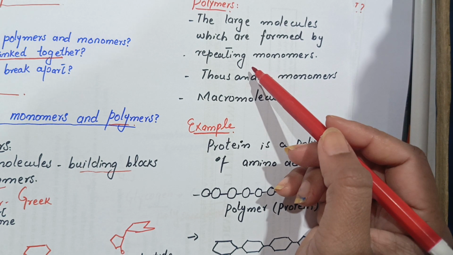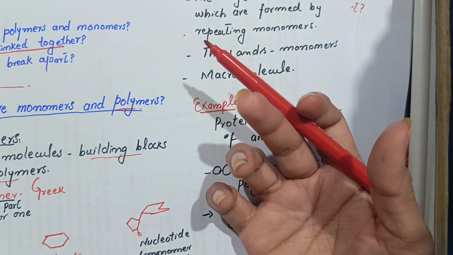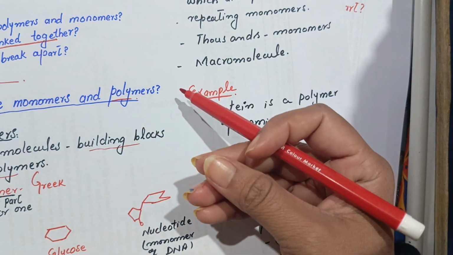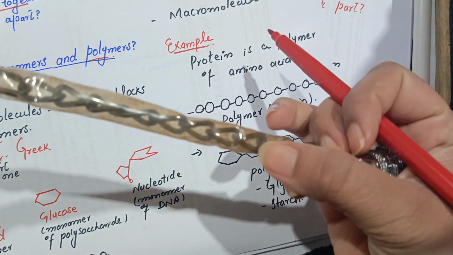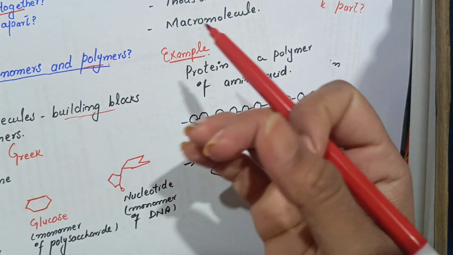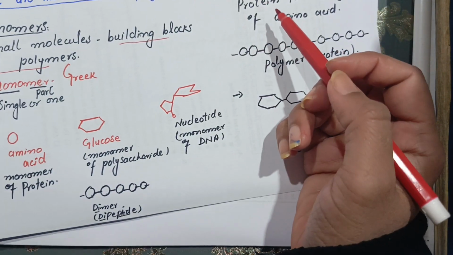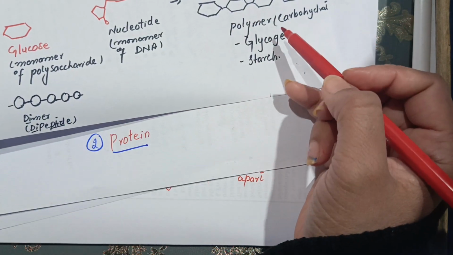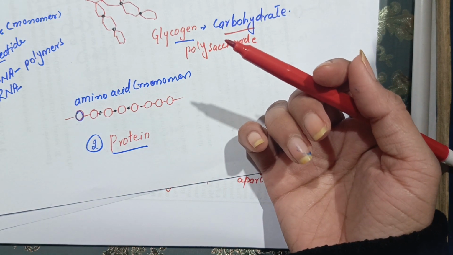Polymers are sometimes also called macromolecules because they are larger molecules, as we have seen in the example of the protein molecule, or the chain structure where a large number of ring structures are present. These ring structures act as monomers together. Protein is an example of a polymer, like carbohydrates, polysaccharides like glycogen, starch, cellulose, etc. These are also examples of polymers.